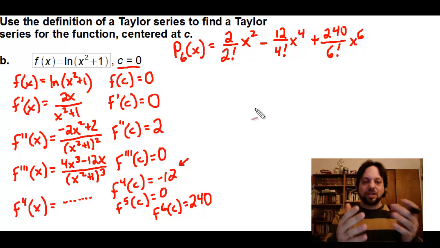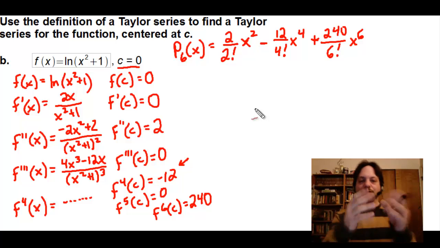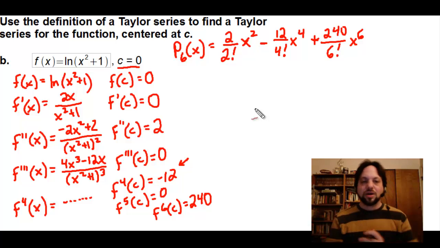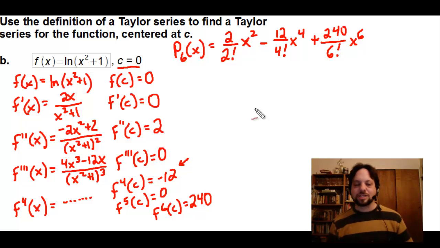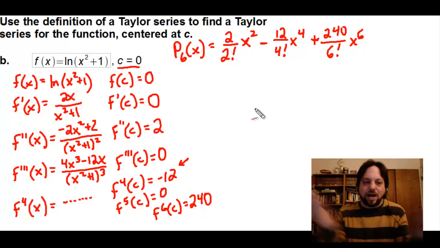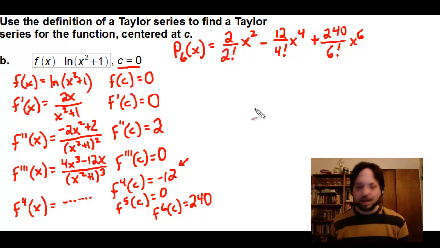Certainly the denominator, we have 2 factorial, and then 4 factorial, and then 6 factorial. Okay, that's something. And the exponent is going to be 2, 4, and 6. That's all fine and dandy, but we look at the numerator. We have 2, we have 12, we have 240. I have no idea.